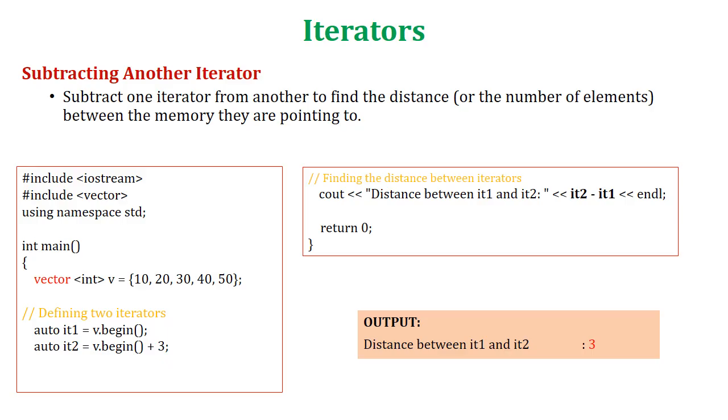Next is subtracting one iterator from another. Subtract one iterator from another to find the distance, that is the number of elements. For example, vector v is a collection of elements. Here we are creating two variables, it1 and it2. it1 starts from the beginning. it2 starts from beginning plus 3, so here. What is the difference now? it2 minus it1. What is the difference here? 3.